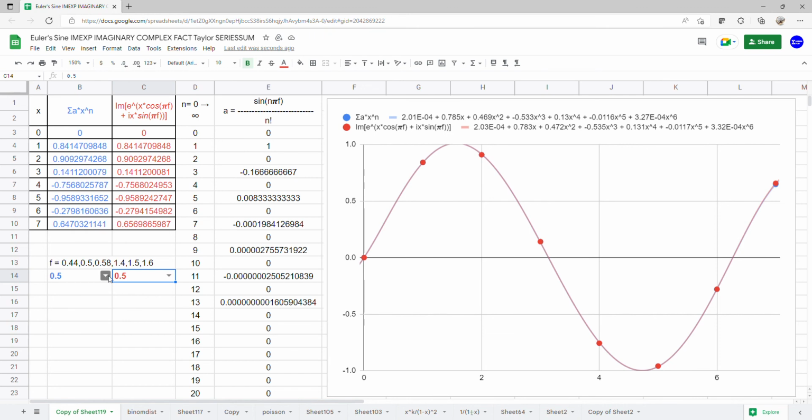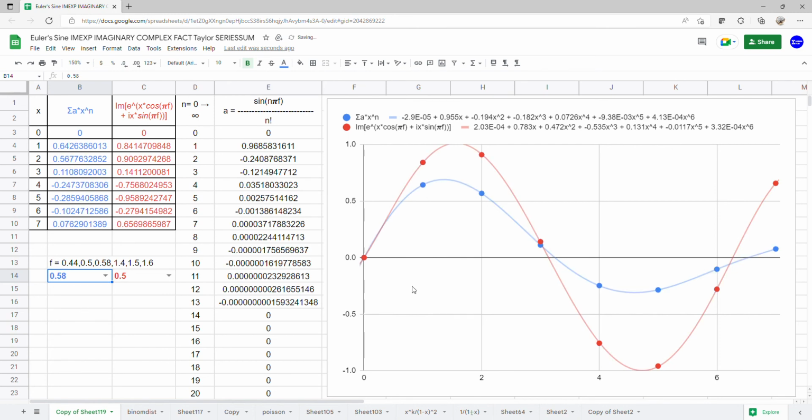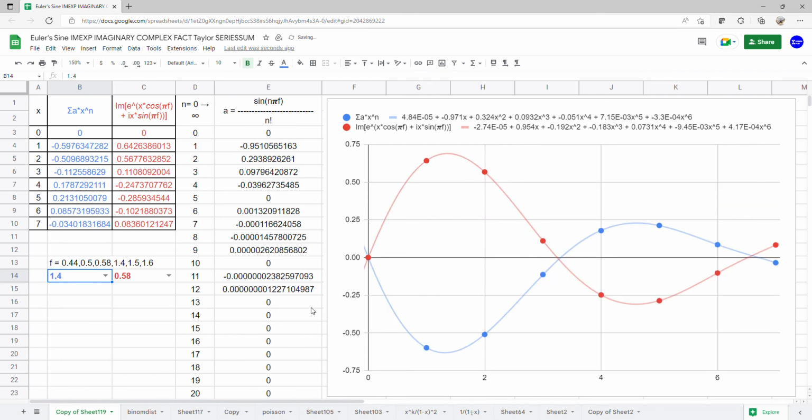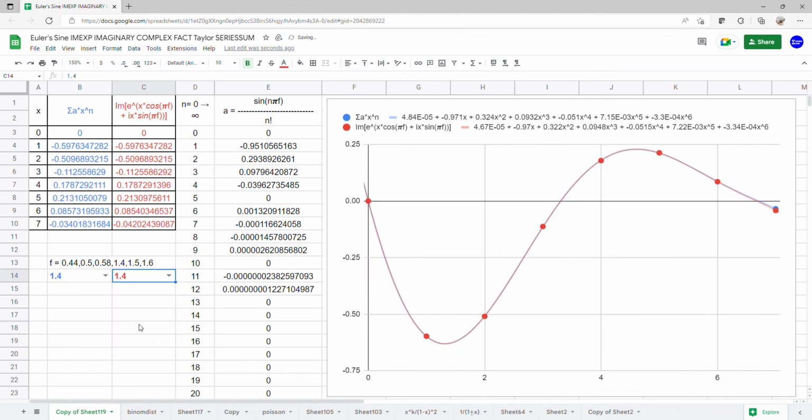Change the value of the expansion f to 0.58. So this is now decaying. We'll also change this to 0.58. Now it's decaying. Change this to 1.4. So this is now the value of f. We change it to 1.4. Now they're the same. So it's decaying.